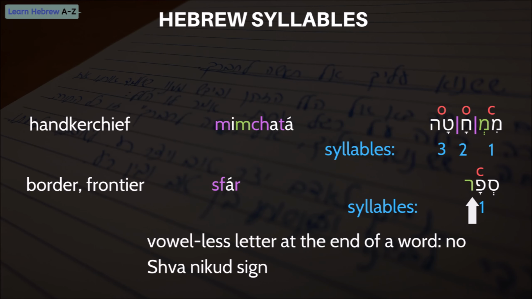Sometimes you may find some decorated consonants at the end of some Hebrew words. In most cases, the last letter is not decorated with nikud. Hebrew nikud and vowels is a topic I cover in another series.